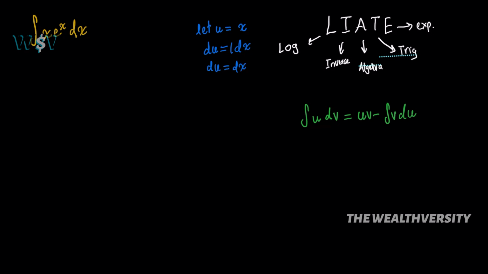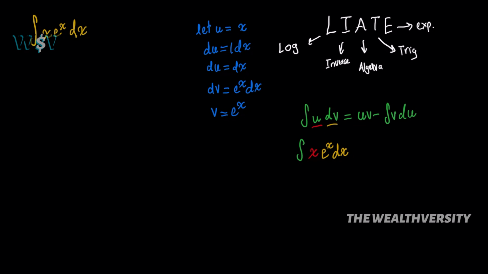dv will be e to the x dx, so v, which is the integral of e to the x dx, will be equal to e to the x, since no matter how many times you differentiate e to the x, it will stay the same. So in our formula, u is the x, and dv is e to the x dx.